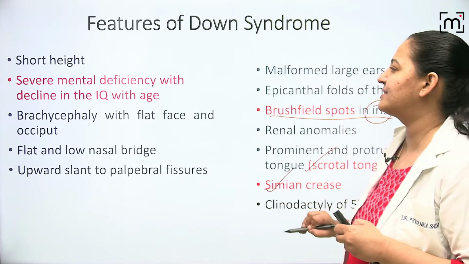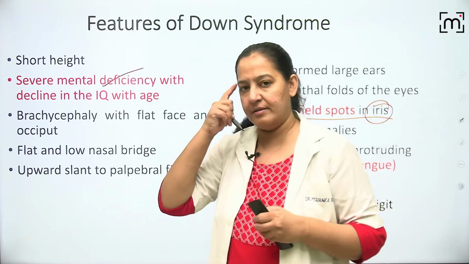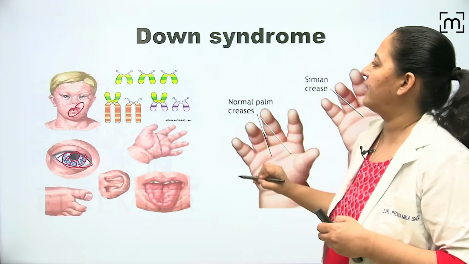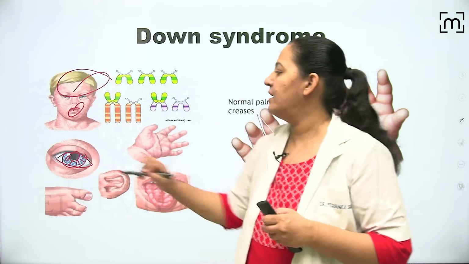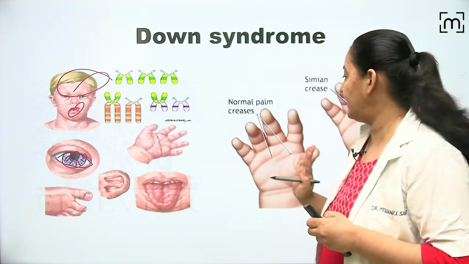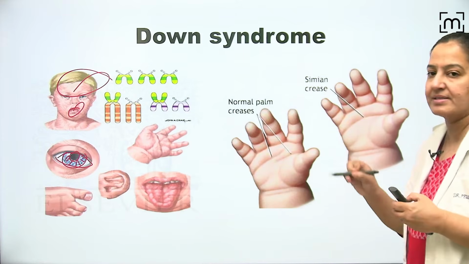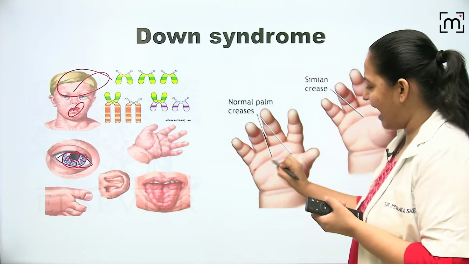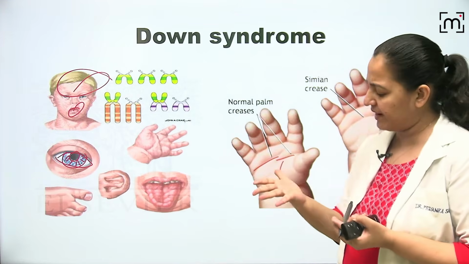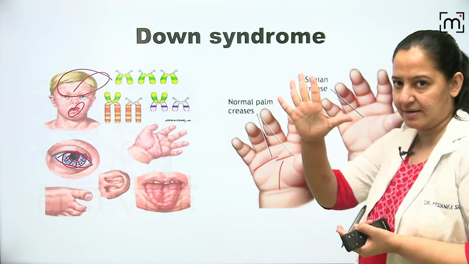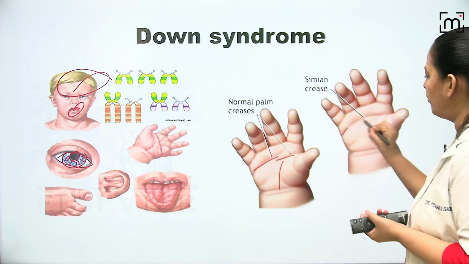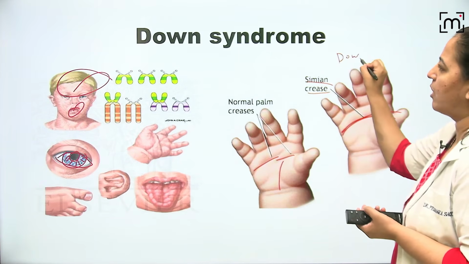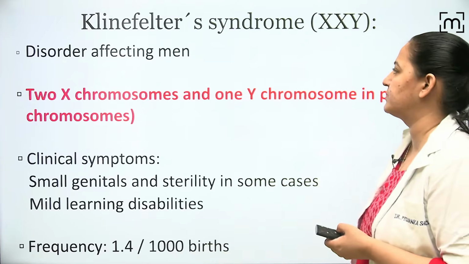And Simian crease is there. And this child is mentally retarded. The child has very little IQ. So the IQ level is very low. And this child will have a Simian crease. See your own fist. Can you see your creases? A normal human has these 3 creases in the hand. But here the child has only 1 crease. So this crease is known as Simian crease and it is the typical feature of Down syndrome. Can you appreciate it? This is Down syndrome.